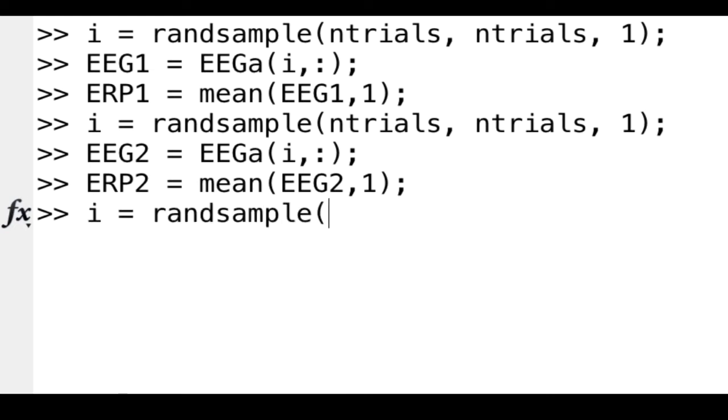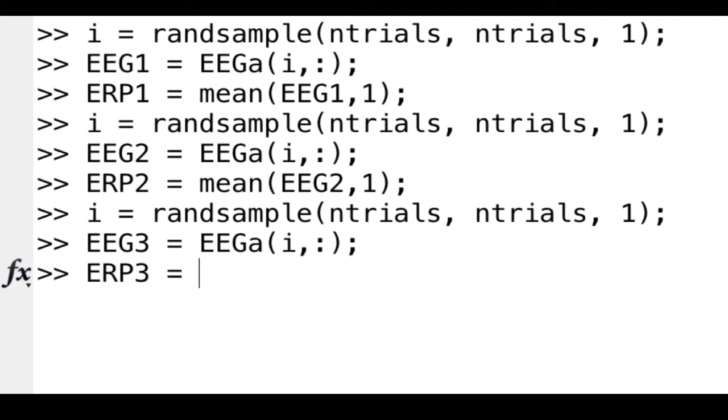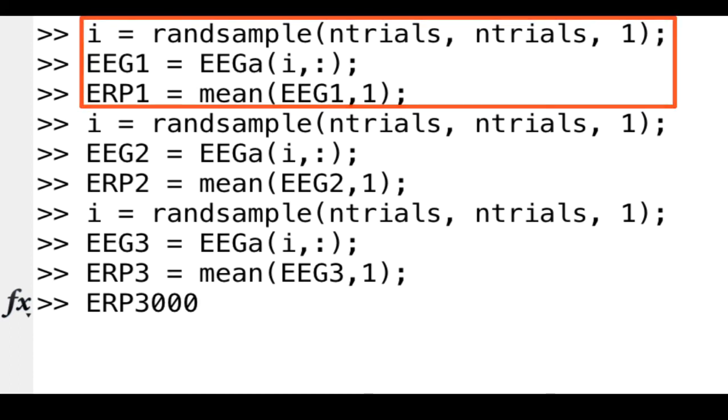We can repeat this procedure and generate a new resampled EEG, let's call it EEG3, and a new resampled ERP, ERP3. Here we have created 3 resampled ERPs, each with its own variable name. We could repeat this procedure and eventually define the variable ERP3000. Let's pause briefly and think about this procedure. In order to create our resampled ERPs, we're going to have to repeat these lines of code 3,000 times.